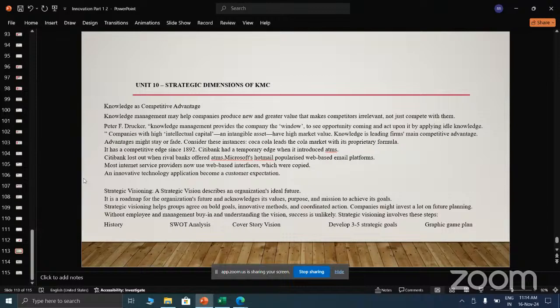Consider instances like Coca-Cola leading the cola market with its proprietary formula, which has given it a competitive advantage since 1982. Citibank had a temporary advantage in introducing ATMs.